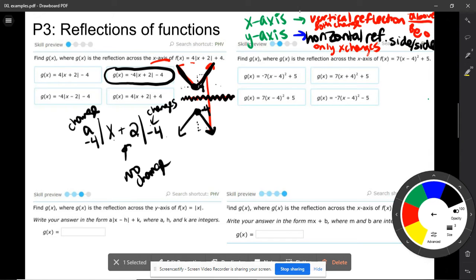All right. Look at example 2. We have what's going to happen to my g function if it reflects across the x-axis. So once again, we have the x-axis. That is what we're going to be crossing here.